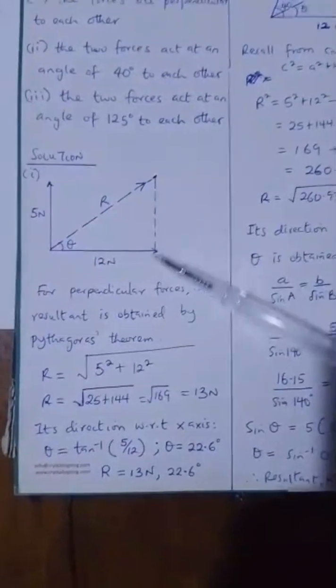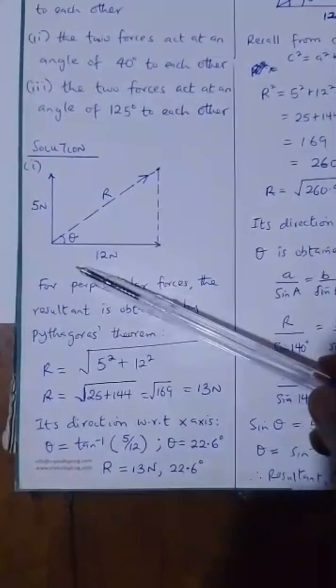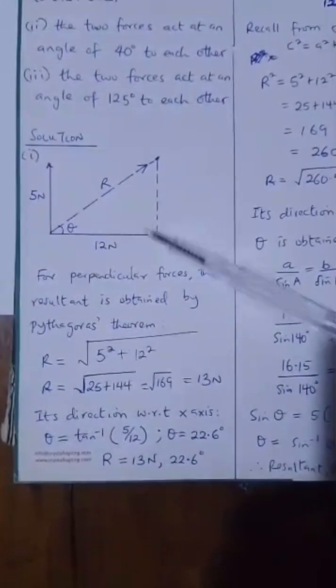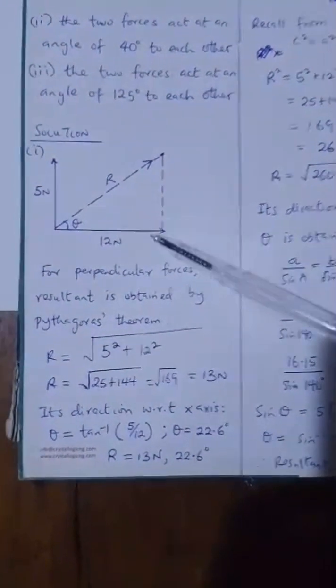Okay, so let's continue. We've drawn the right angle triangle. Of course, remember a right angle is 90 degrees, so I should have just shown my 90 degrees there.